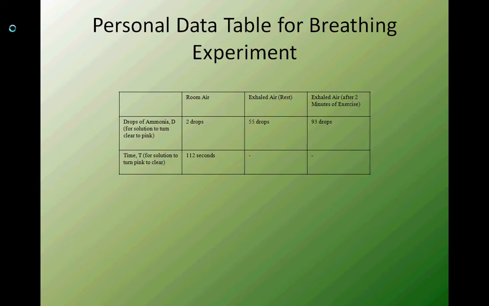This is our personal data table for the breathing experiment. It shows room air, exhaled air, and exhaled air after 2 minutes of exercise. It took 2 drops for the solution to turn from clear to pink with room air. With exhaled air, it took 55 drops, and with exhaled air after 2 minutes of exercise, it took 93 drops.